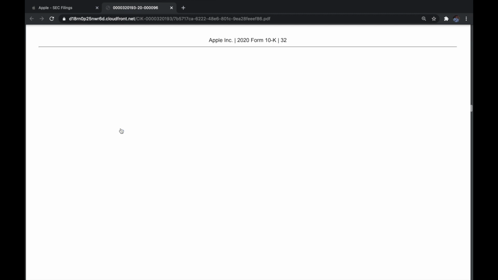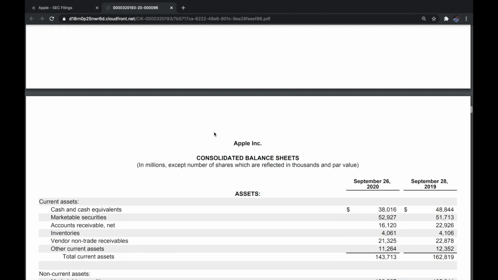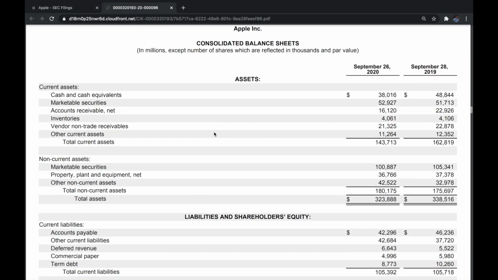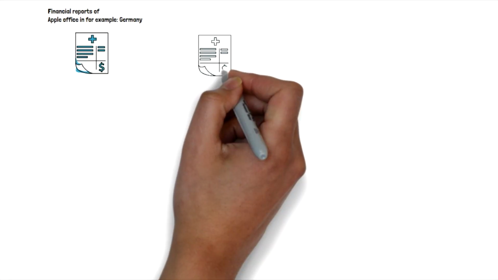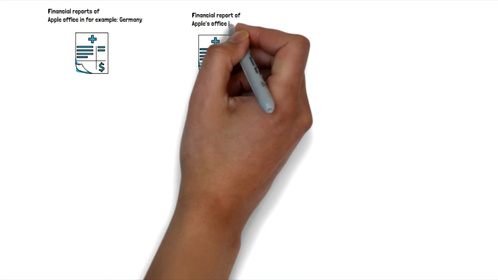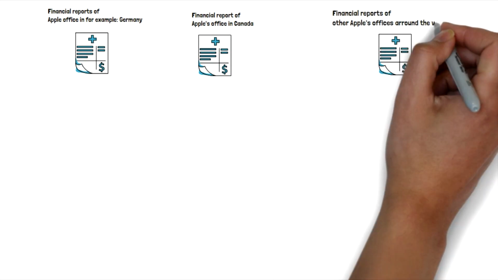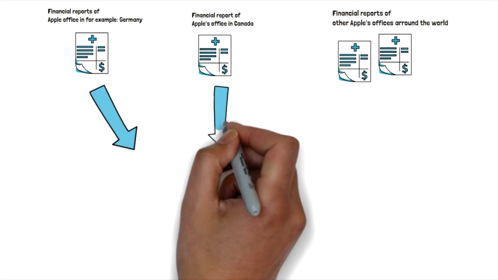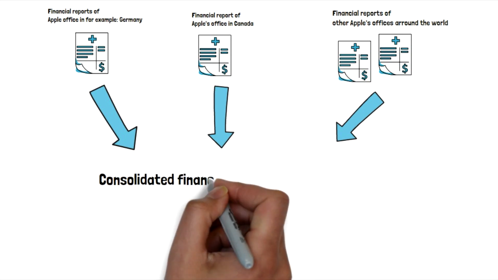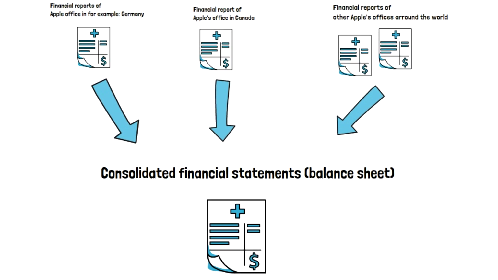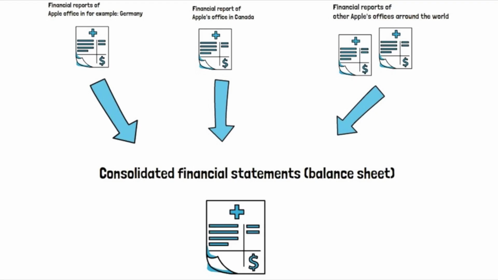Just the word consolidated means that they have collected all the Apple's local office balance sheets and actually converted them into one big document, which is now called consolidated balance sheet. So it's basically bringing all the reports into one report, so it's easier for us to take a look what's going on with the company.